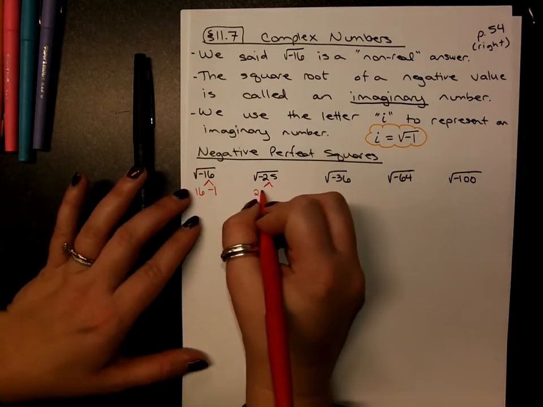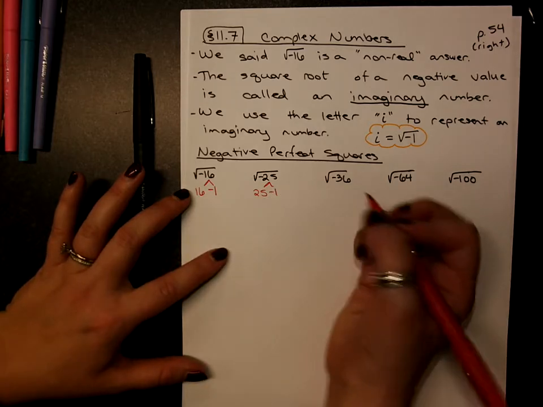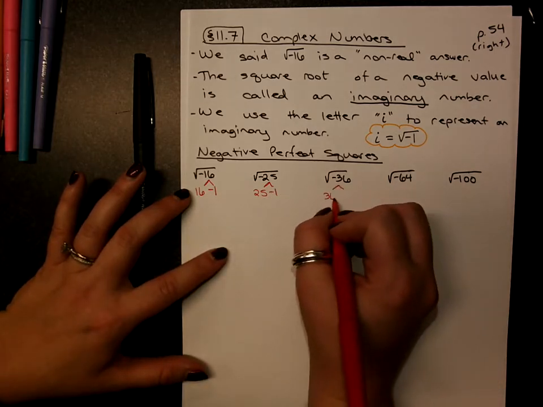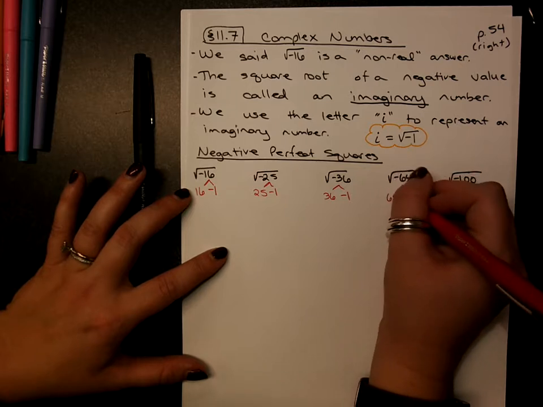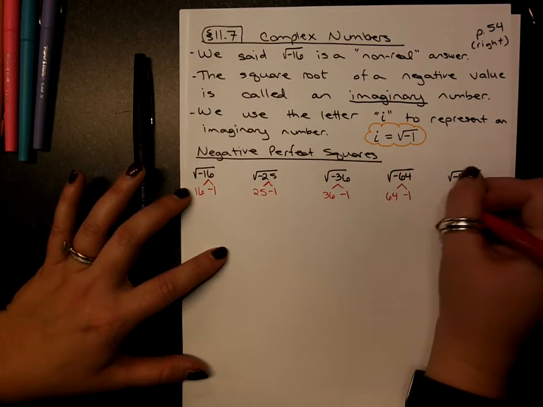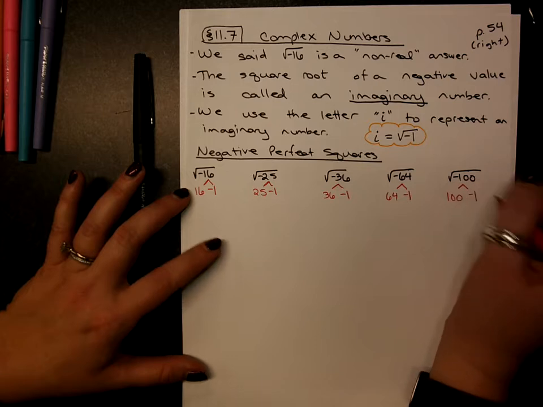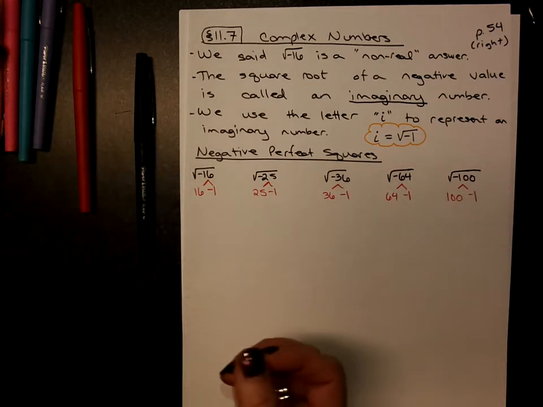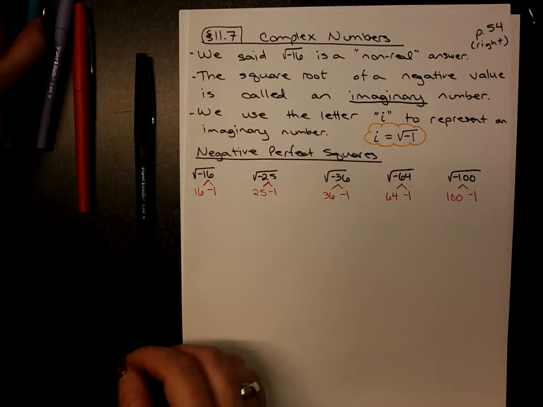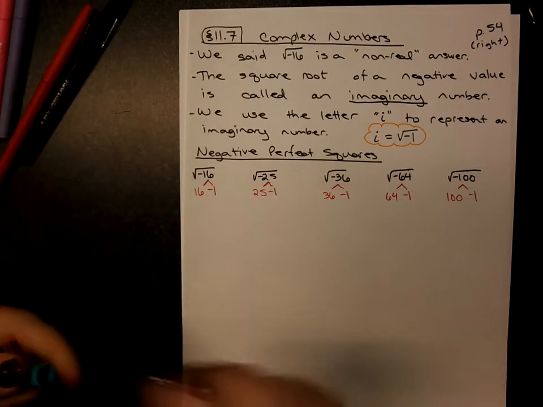-25 comes from positive 25 times -1. All of these, positive 36 times -1. Positive 64 times -1. They all work this way. Positive 100 times -1. And we're going to break these down very similar to how we broke them down at the beginning of chapter 11.